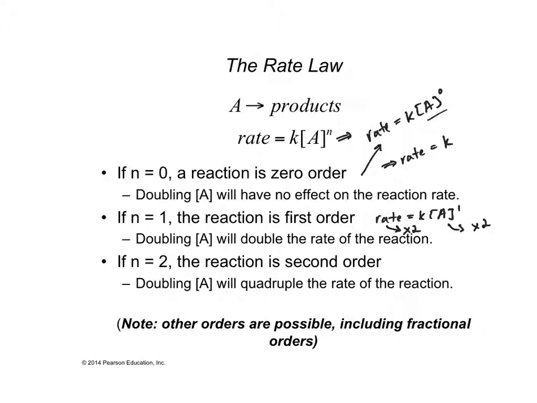Now what happens if n is equal to 2? We substitute that in. Rate is equal to k, A, raised to the second power. This is called a second order reaction. If I double the concentration of A in a second order reaction, what's going to happen to the overall rate? What is 2 raised to the second power? 4, right? So if this was a second order reaction and we doubled A, instead of a doubling, we would see a quadrupling of the overall rate, because again, 2 squared is 4. So these are the ones that you should be familiar with: zero order, first order, and second order.